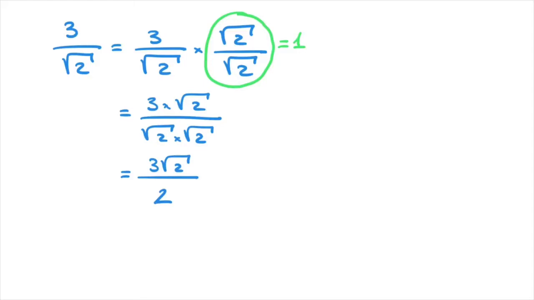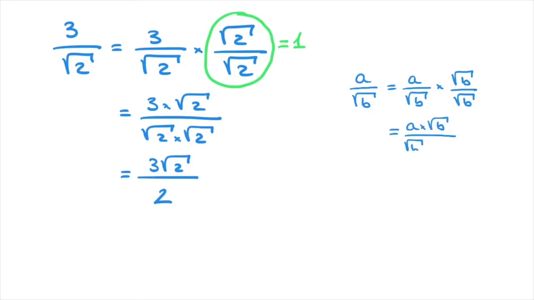What we've just done here can be summarized as follows. As soon as we're faced with a fraction looking like a over the square root of b, then we can rationalize this by stating that it's equal to a over the square root of b times the square root of b over the square root of b. In turn, that's equal to a times the square root of b over the square root of b times the square root of b. And finally, that will equal a times square root of b over b. And there we have it. That's the whole idea here.